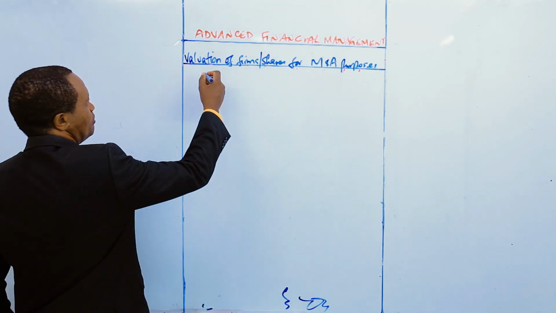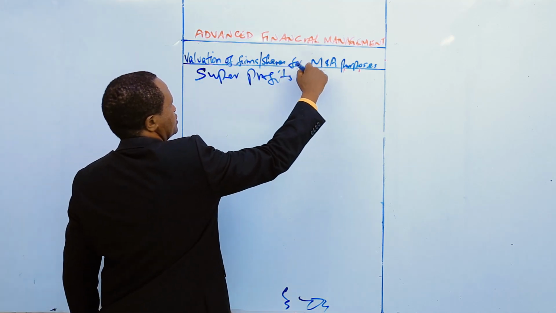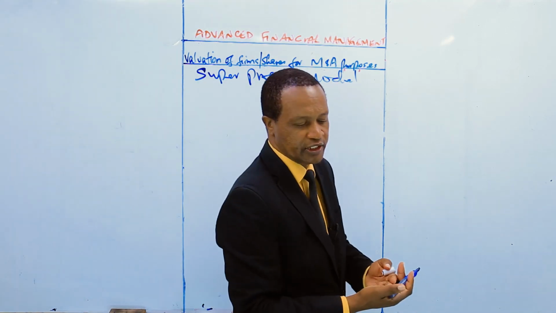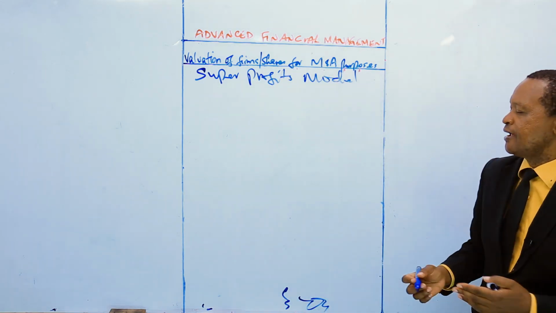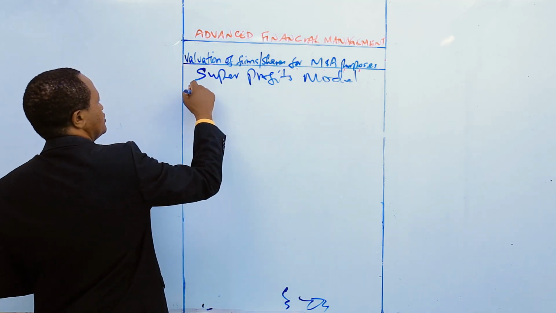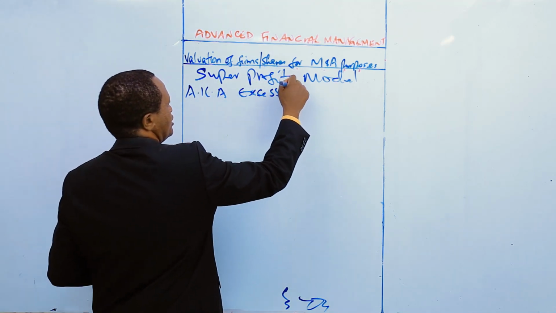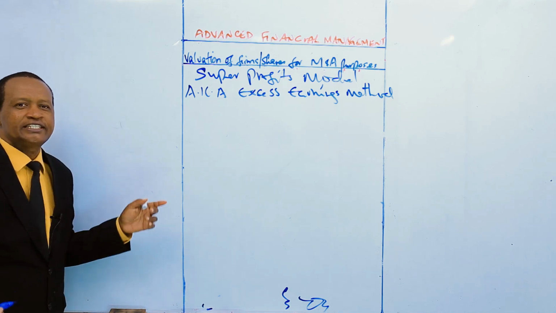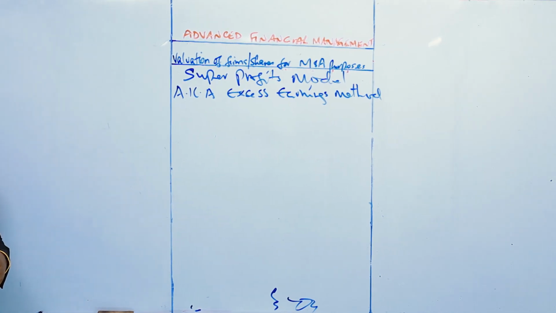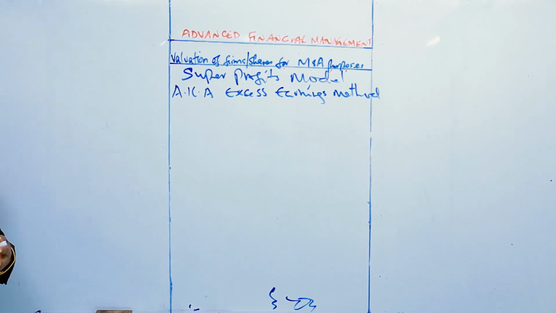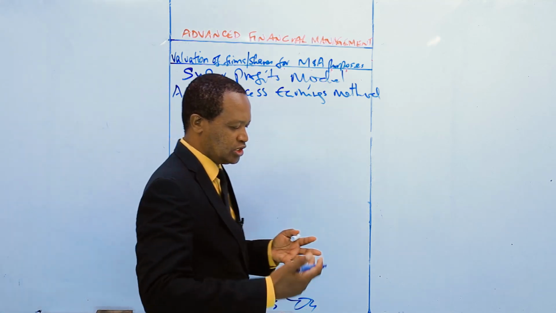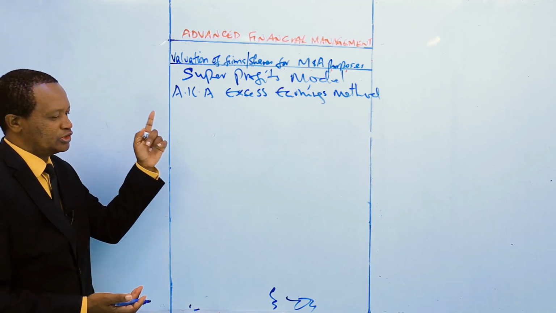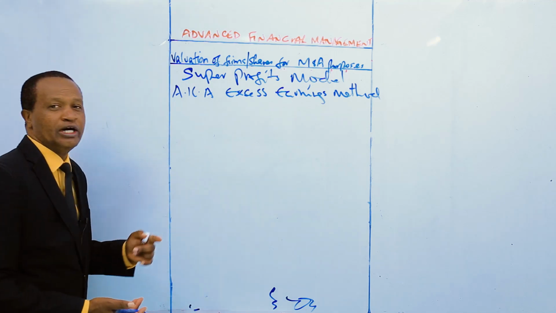The super profits model. Now, this model is often referred to as the excess earnings method. It is a valuation technique primarily used in mergers and acquisitions to determine the value of a company's goodwill or intangible assets. Okay? This method is used to value a company's goodwill or intangible assets.